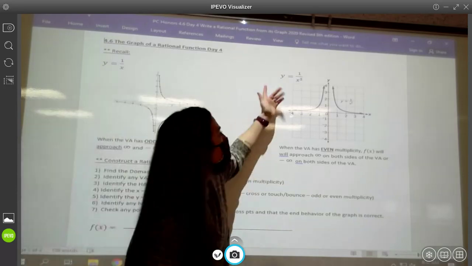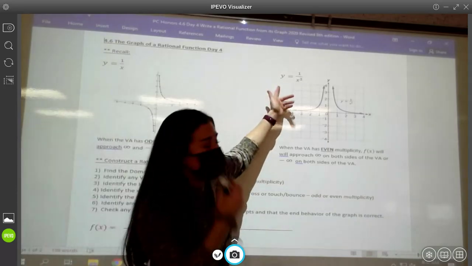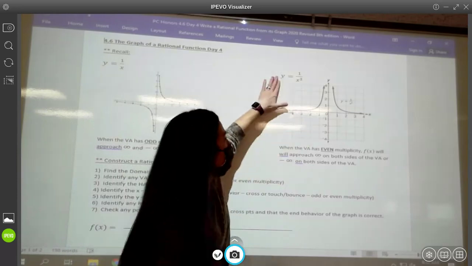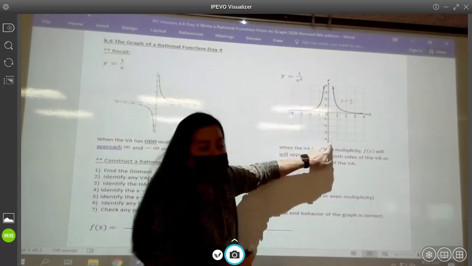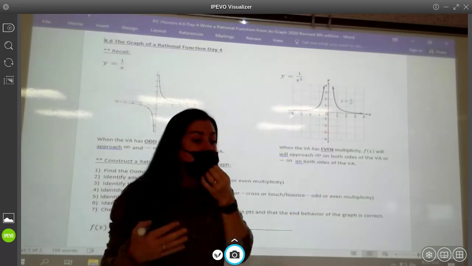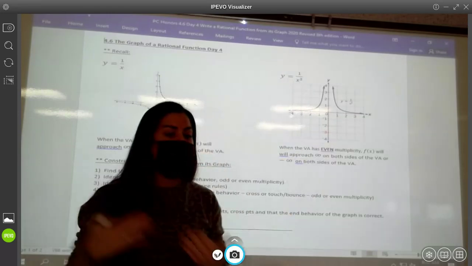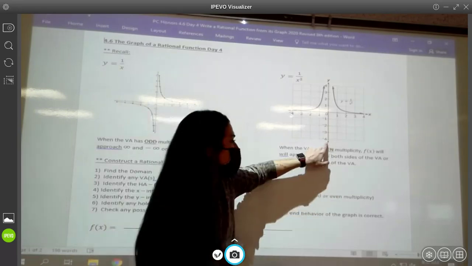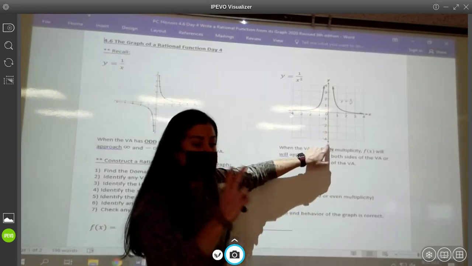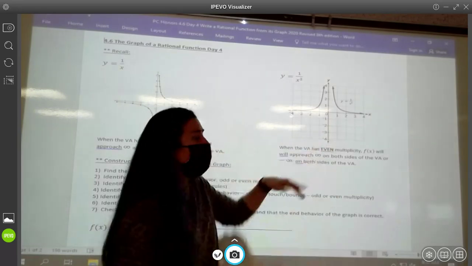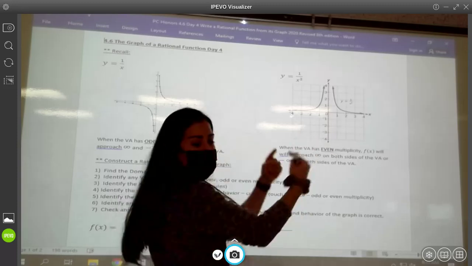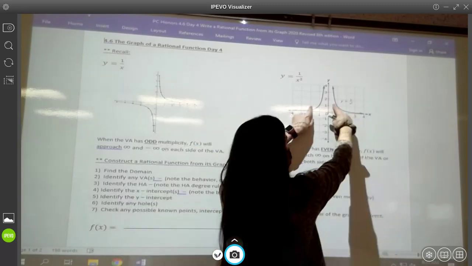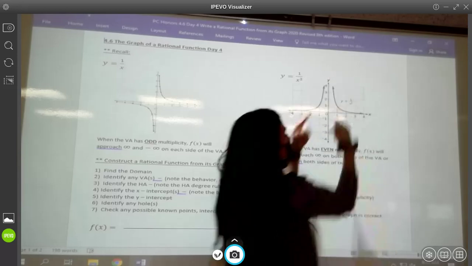Then we saw in the very first day of section 4.6, when I graphed these two, that when you had y equals 1 over x squared, and x couldn't be 0 two times, you technically had even multiplicity. The VA x equals 0 had multiplicity 2. And we saw that when there was even multiplicity on that VA, then the curves on either side of it, as they approach that asymptote, have to go to the same infinity.